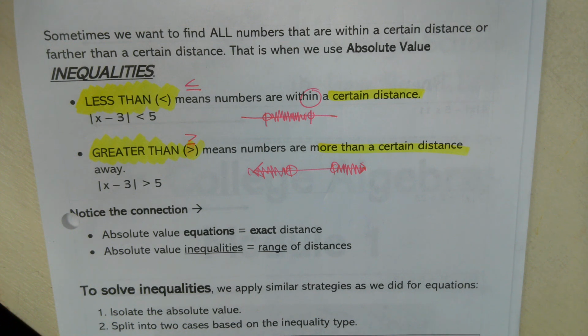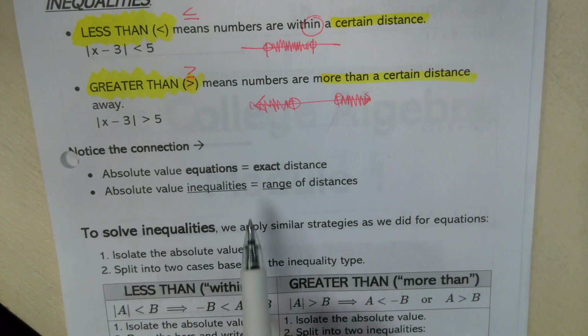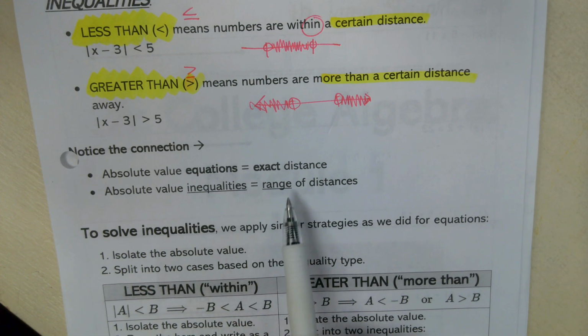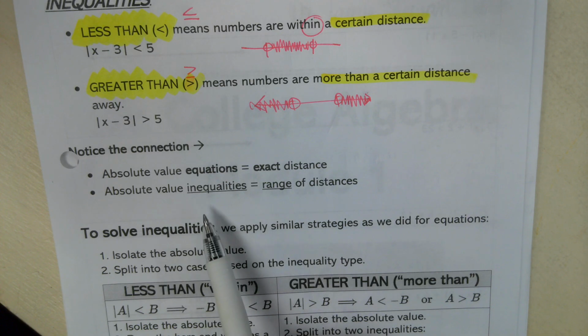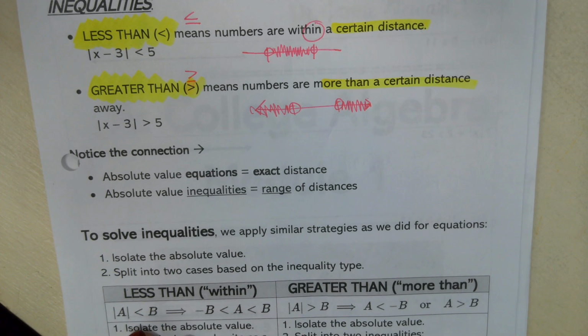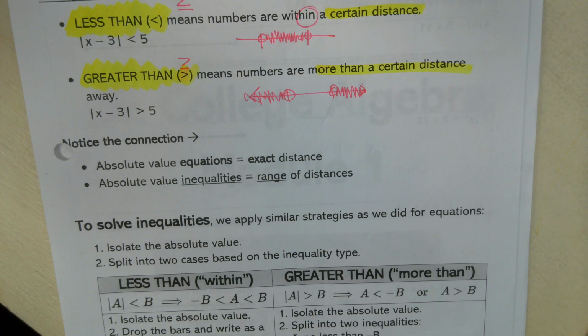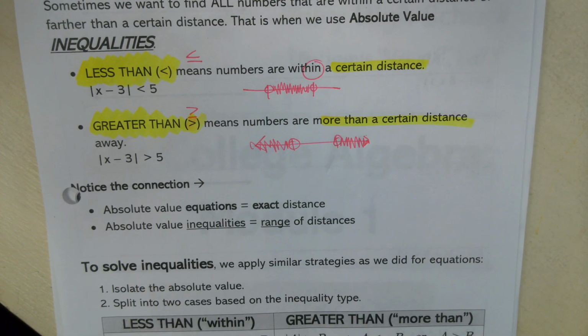Okay? Now, just notice the difference. Absolute value equations are exact values, but inequalities could be a range of solutions. Okay? All right, so get that about the graphs. And then we're going to take a quick look at how we'll do the equations or the inequalities algebraically. Okay?